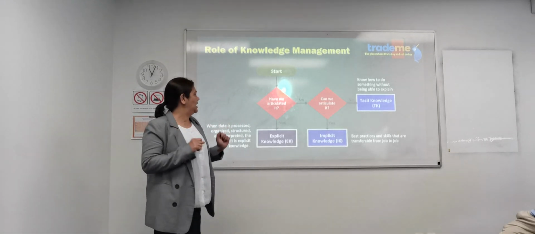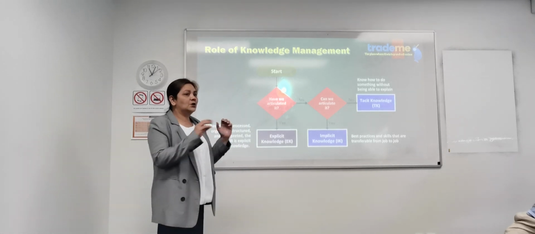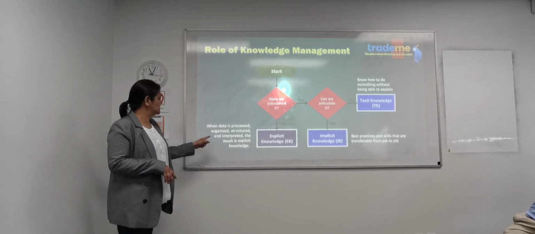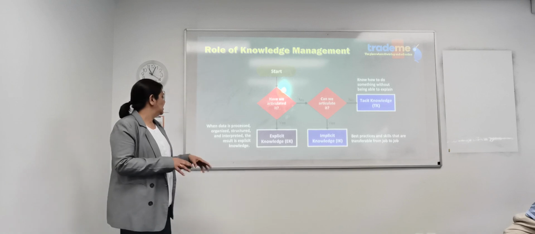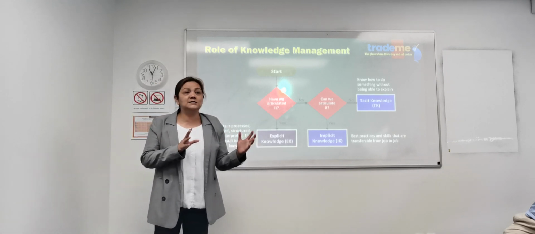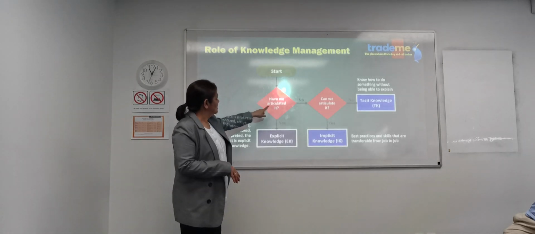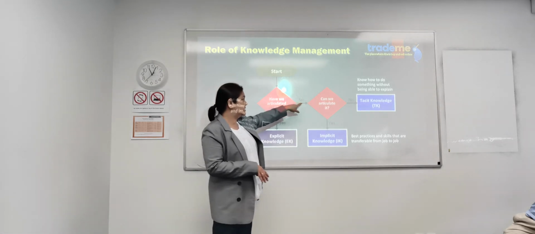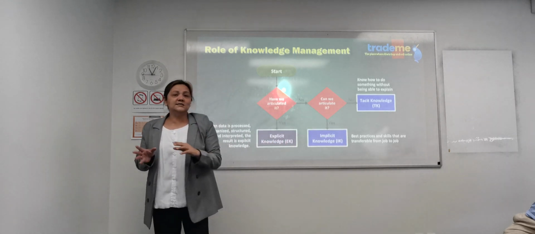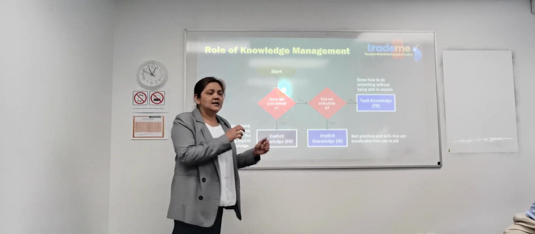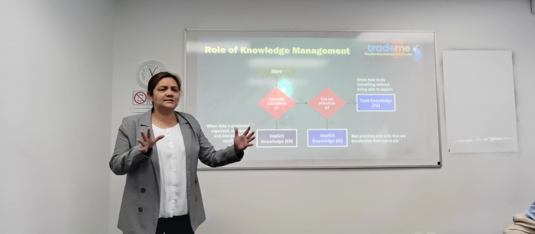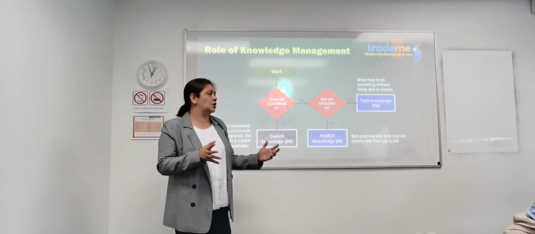The company would evaluate whether they have articulated it, meaning encoded or codified it. If yes, this becomes explicit knowledge, where data is processed, organized, structured, and interpreted. The result is explicit knowledge, like the policies and procedures, and processes inside the organization. But if they have not codified it, can they codify it? If yes, it becomes implicit knowledge, which is the best practice and skills that are transferable from job to job. It's like inside the training activities inside the organization. That's how implicit knowledge would result. Okay, next.